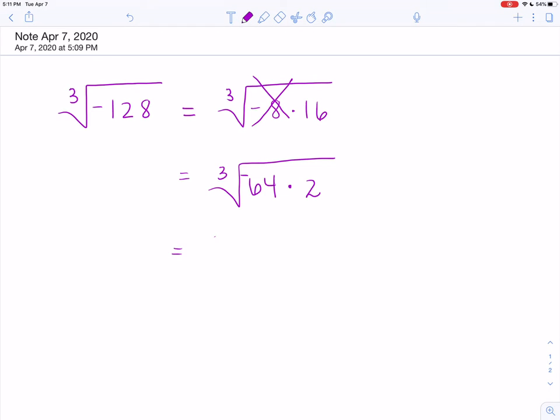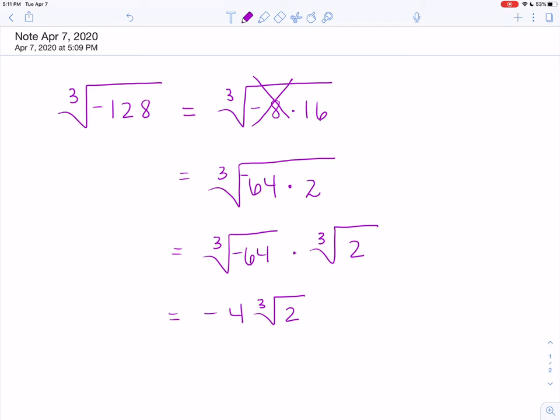And then what I'm going to do is break this up. This is the cube root of negative 64 times the cube root of 2. We're just breaking up that product. And remember, you can take the cube root of a negative number. You can't take the square root of a negative number, but you can take the cube root. So negative 4 to the third power would give me negative 64. And I'm not able to break this down any further, so the 2 has to stay underneath that cube root.